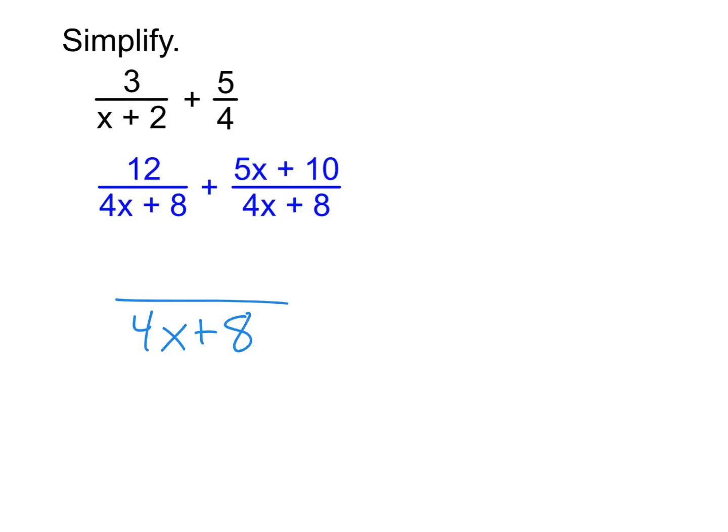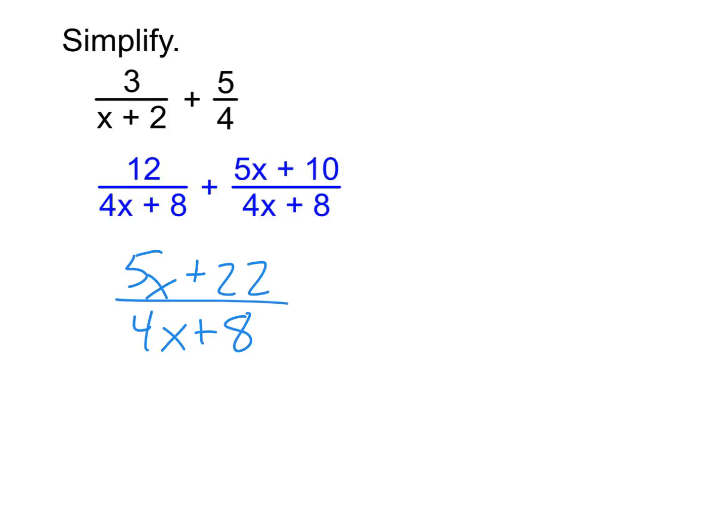Then on the top, I'm doing the addition, which of course means add the like terms. The 5x, it doesn't have any like terms. There's nothing else with an x in it in the top. So that's just going to stay a 5x. And then I'm going to do the 12 plus 10. And 12 plus 10 gives me 22.